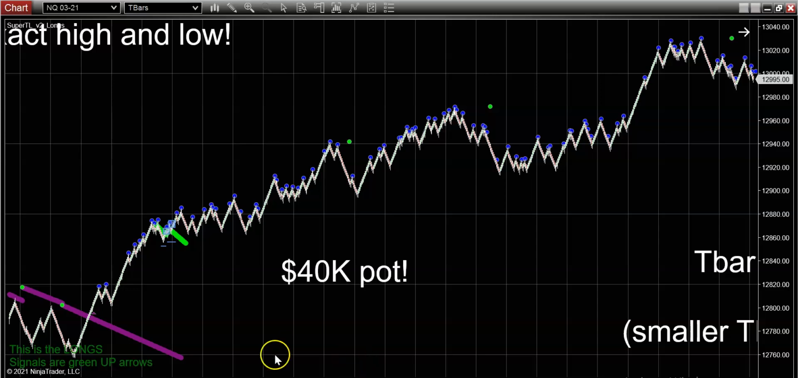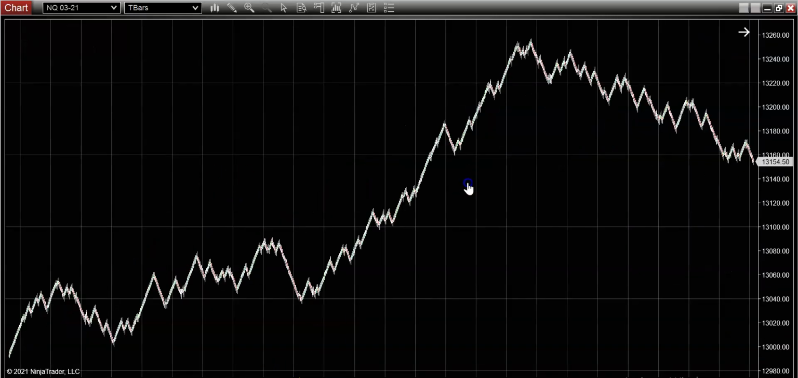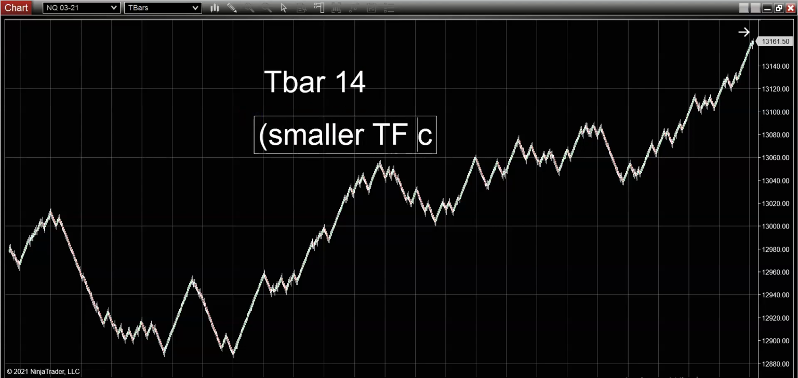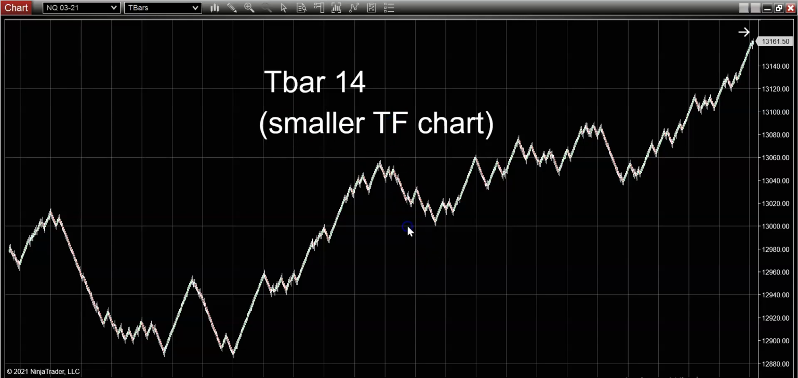Okay, watch me do this. I'm going to duplicate the chart here. All right, you can follow along, by the way, guys. I'm not hiding anything here. Just follow along on your T-bars. So I'm going to duplicate the chart here. Let's make sure that you guys know this is the T-bar 14, which is the smaller time frame chart. Okay, you always have to pop on the super trend lines on the smaller time frame chart.